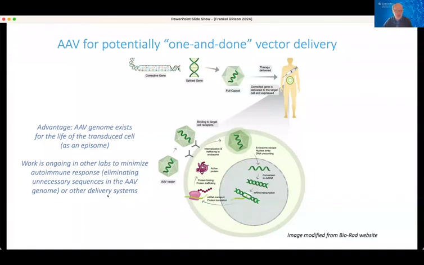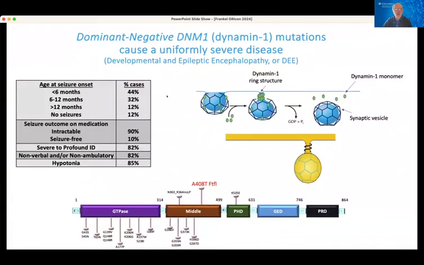And as Amy discussed, there's work in other delivery systems. There's also folks working on minimizing sequences in AAV that aren't really necessary that might minimize such responses. But again, we've been focused more on the molecular side and the seizure and behavioral phenotype side.